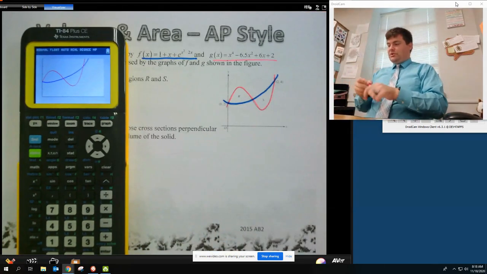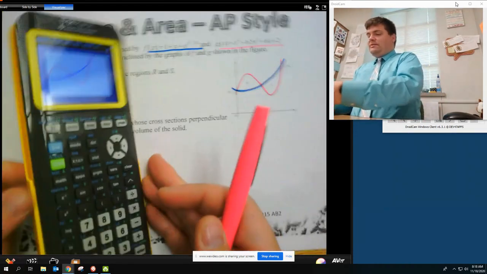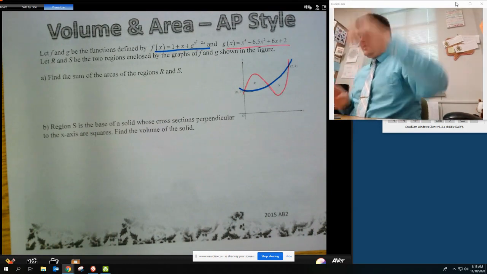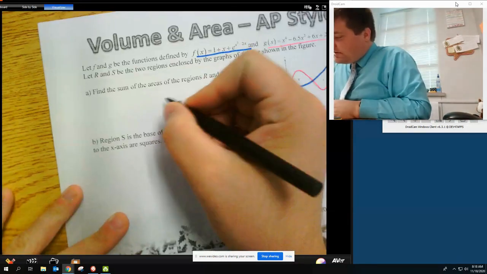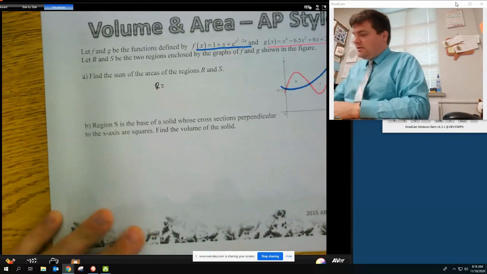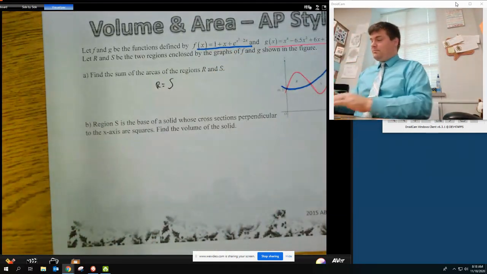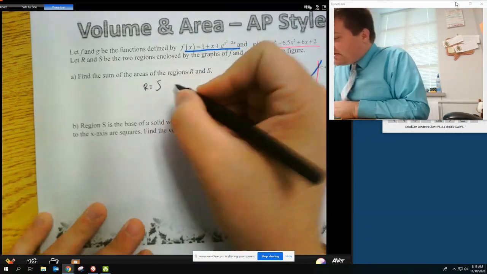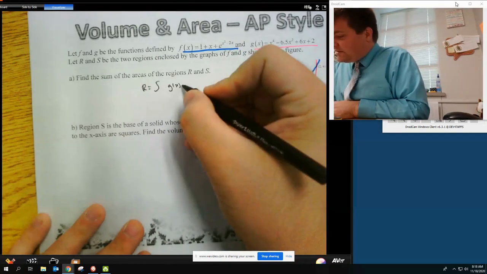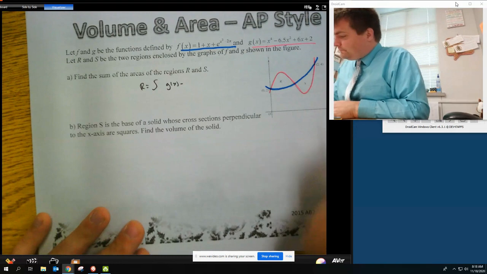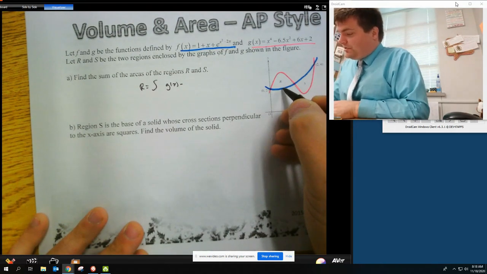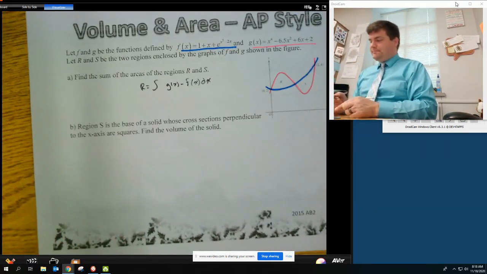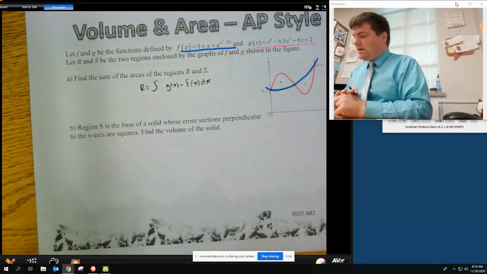Okay? So to go ahead and find the area of the regions, I'm going to have R. Let's find the area of R. R is going to be the integral. I'll worry about the bounds in just a second, but it's going to be pink minus blue. I don't have to write out the entire pink. I can just say it's going to be g of x minus blue, which is going to be f of x dx. Okay? And I need to figure out what the bounds are.